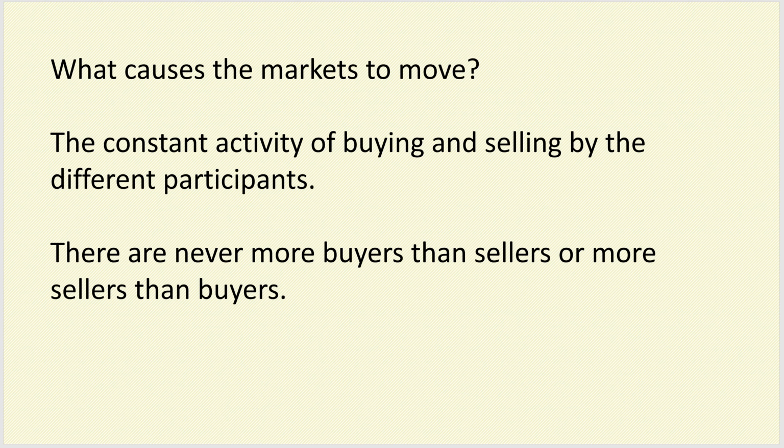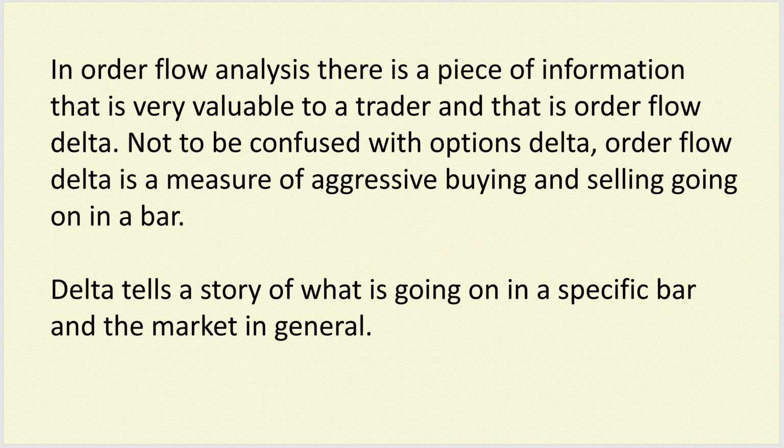And what Delta does is it highlights to you who's in charge, the aggressive buyers or the aggressive sellers. Now, in order flow, there's a piece of information that's very valuable to a trader, and that's order flow delta. Don't confuse this with options delta. Order flow delta is a measure of aggressive buying or aggressive selling going on in a bar.